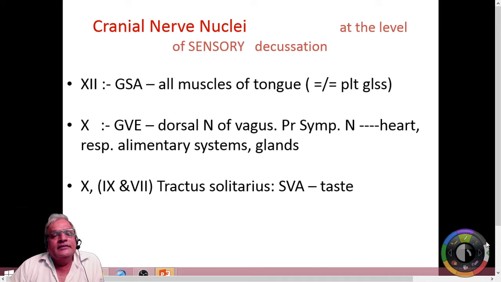Yeah, so here we have cranial nerve 12, which is the general somatic efferent, which innervates all the muscles of the tongue, except the palatoglossus. That's why it's written not equal to.